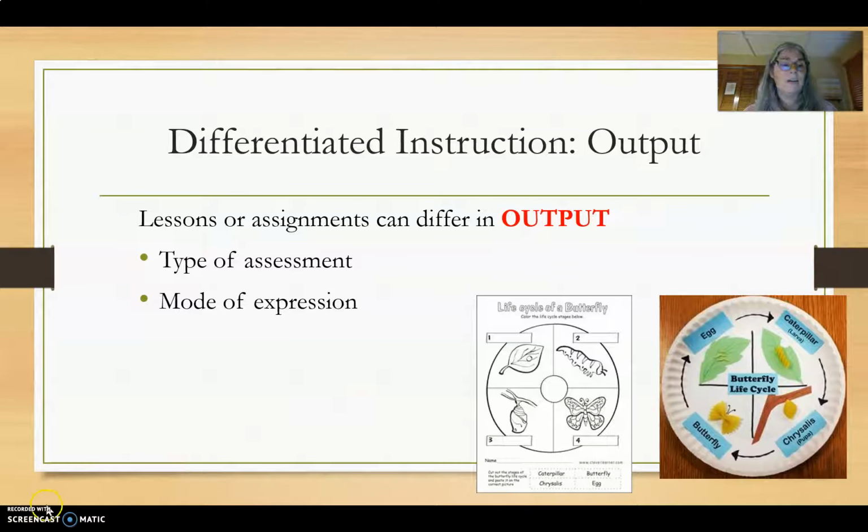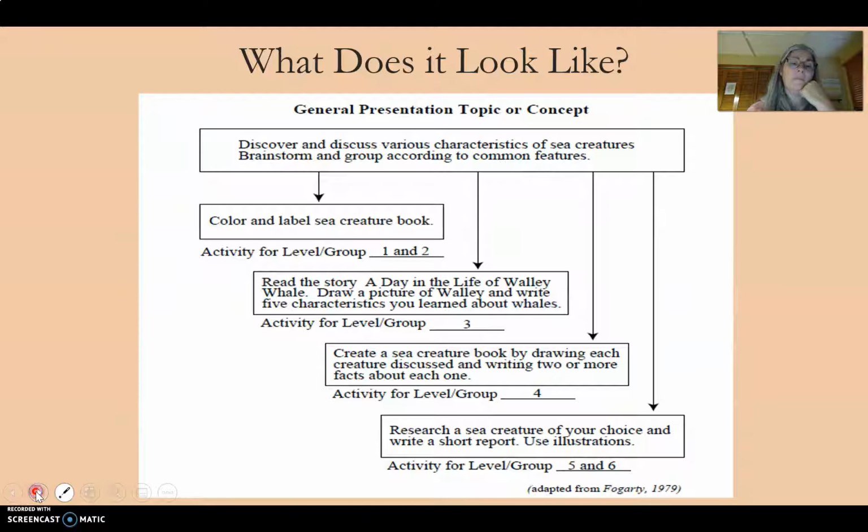And here, another one. So you can see here with the life cycle of the butterfly, here they just simply have to cut and paste. So they have to basically recognize the right step, whereas here they're being a bit more creative. You can also, in terms of output, vary the length and difficulty.